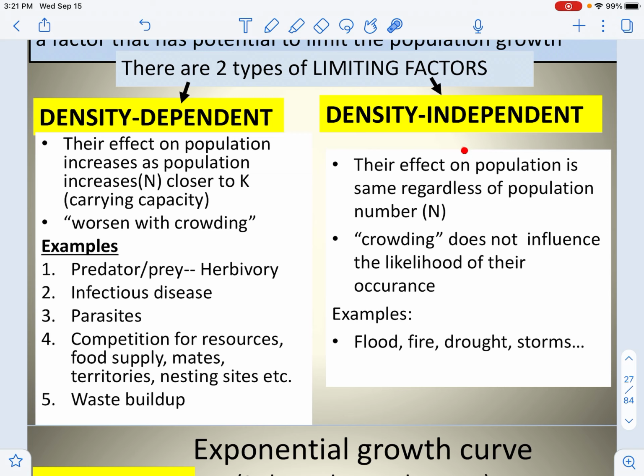Density independent means these are things that can limit populations or make them decrease, but have nothing to do with whether the population is big or small. It's just random things, like a flood comes through and wipes out a bunch of people, or a fire comes through and burns half the forest. These are things that can control a population, but they're random events and they happen whenever. They're independent of the density of the population.